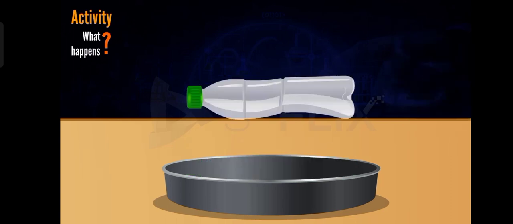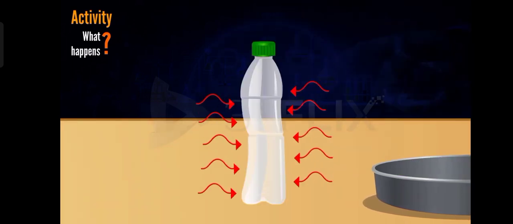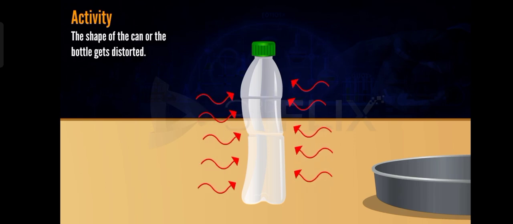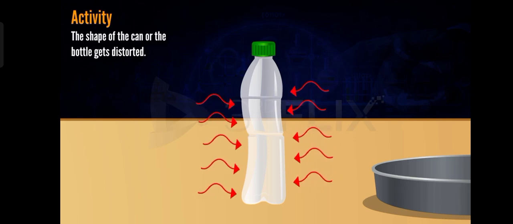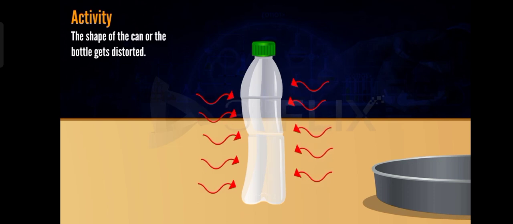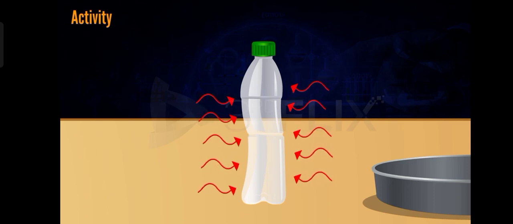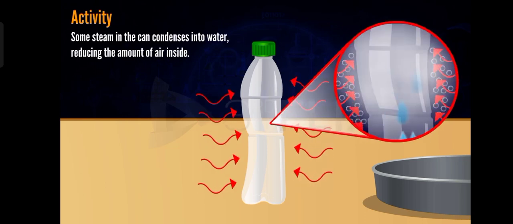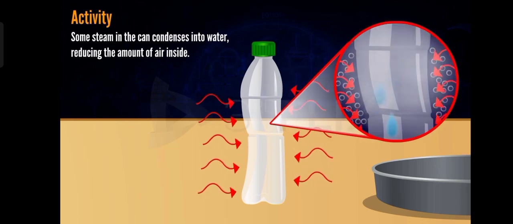What happens to the shape of the can or the bottle? The shape of the can or the bottle gets distorted. Why is it distorted? As water is poured over the can, some steam in the can condenses into water, reducing the amount of air inside.